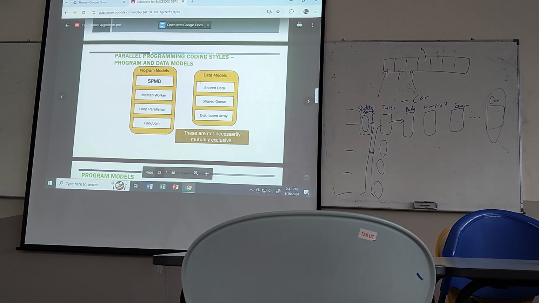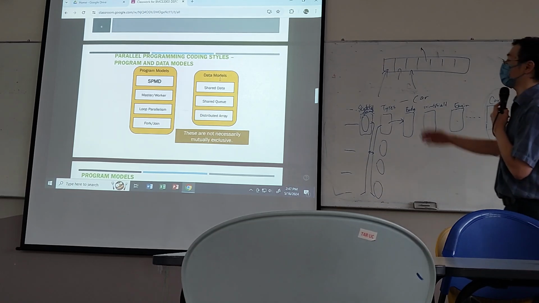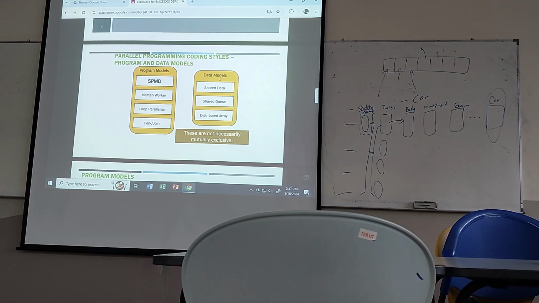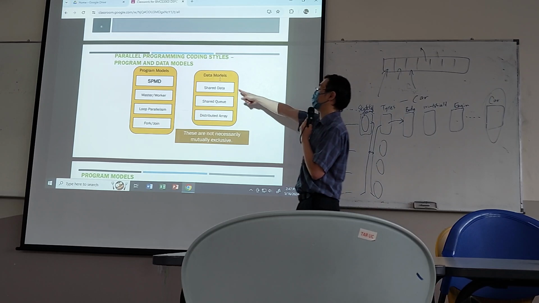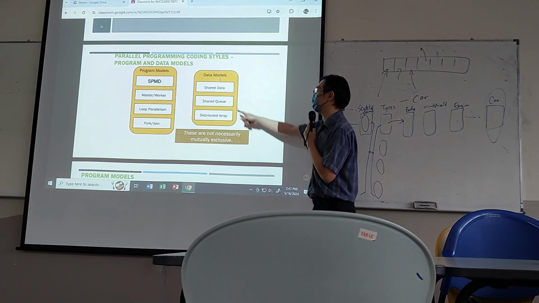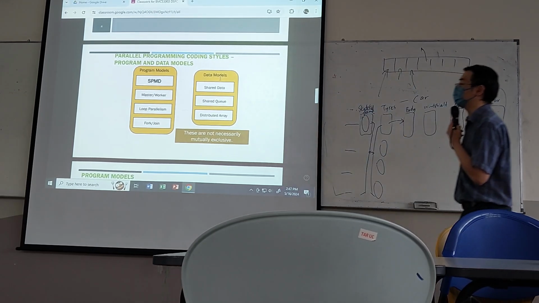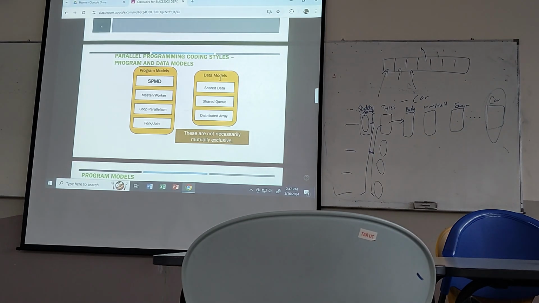Okay, so there are many kinds of models. This is not the only model that we have, but these are the most common models that we use, especially the first one. This one is also very popular, and in fact, this can be seen in some of the examples, the assignment examples.